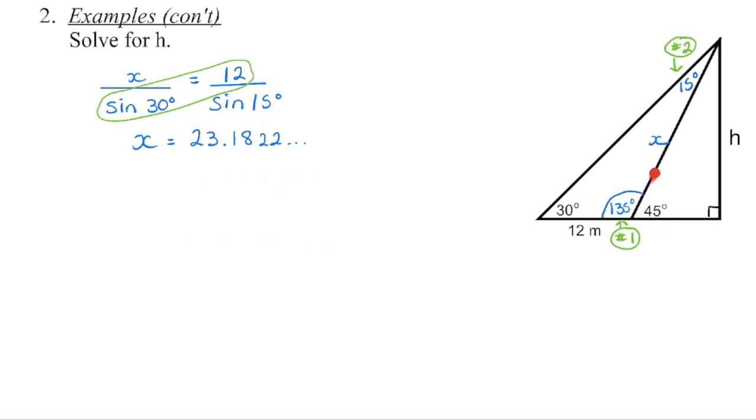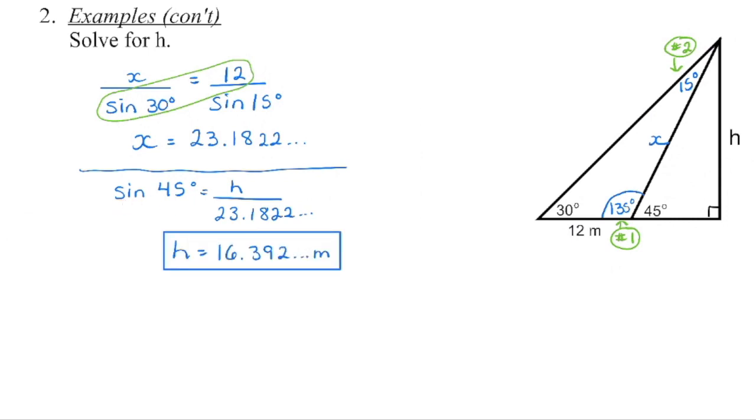So now I can see that I have a right angle triangle. Given this 45 degree angle, I'm looking for the opposite side. I now know the hypotenuse. So we can use a primary trigonometric ratio, in this case the sine ratio. The sine of 45 degrees is the opposite side divided by the hypotenuse. So keep that whole value in your calculator and then just go times the sine of 45. And when we do that, we're going to get a height of about 16.39 meters.